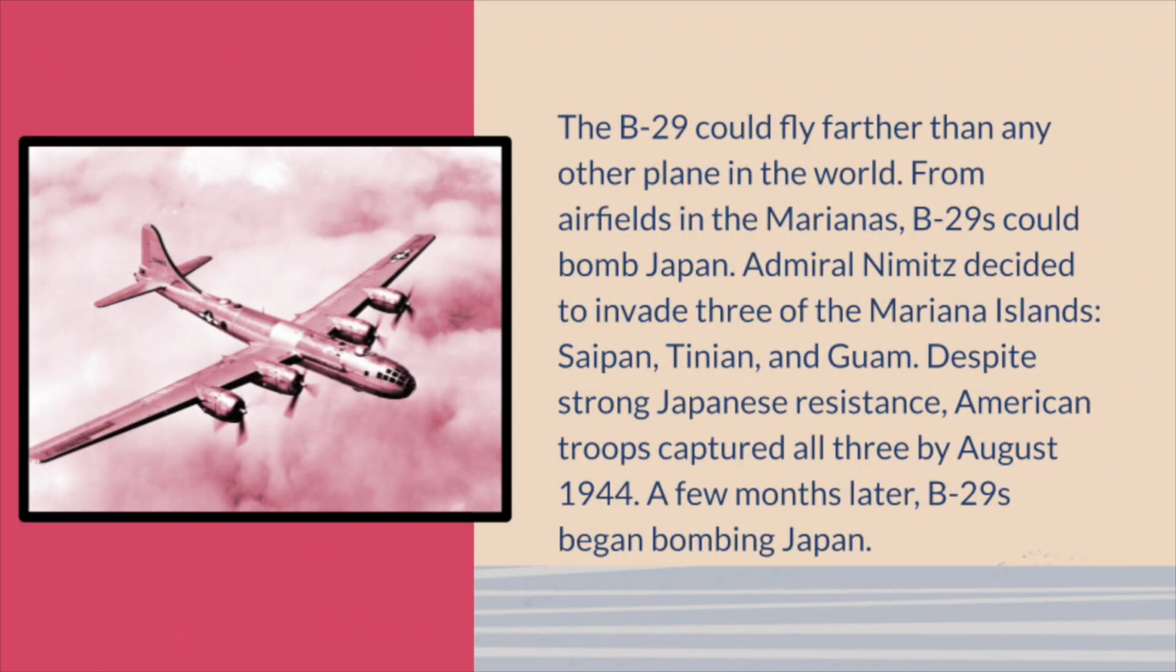The B-29 could fly farther than any other plane in the world. From airfields in the Marianas, B-29s could bomb Japan. Admiral Nimitz decided to invade three of the Mariana Islands: Saipan, Tinian, and Guam. Despite strong Japanese resistance, American troops captured all three by August 1944. A few months later, B-29s began bombing Japan.